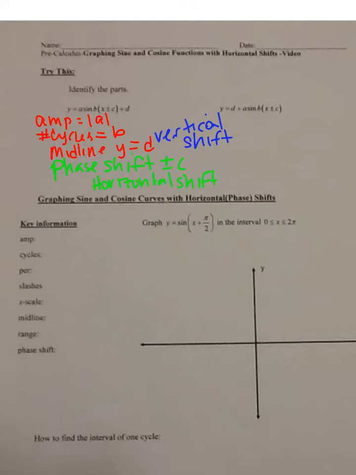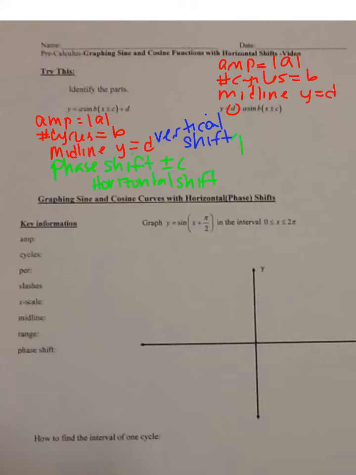All right, and on the other side, we have y equals d plus a sine b times x plus or minus c. So the same thing, your amplitude is the absolute value of a. The number of cycles is b. And the midline is y equals d. Now, I just wrote it at the beginning, but it's still d, because it's d plus. So remember, that's your shift that goes up and down.